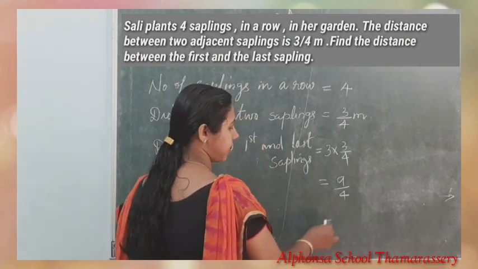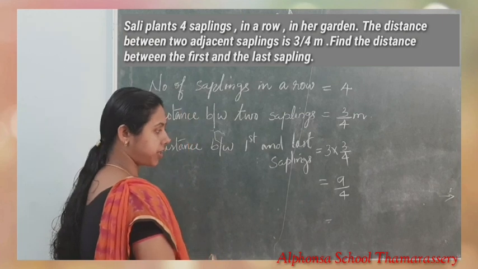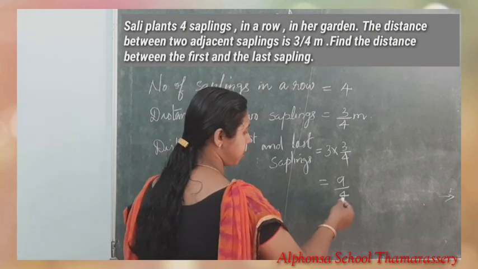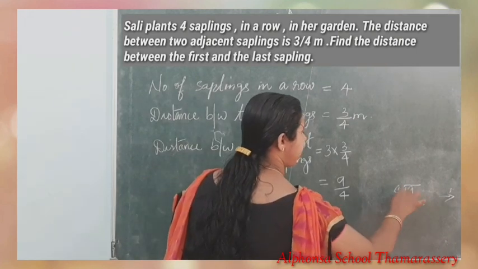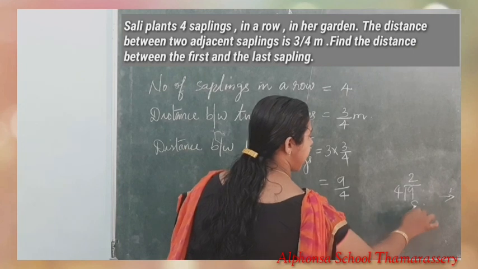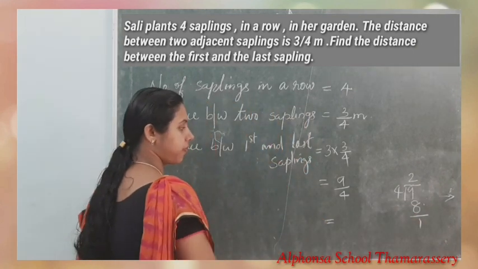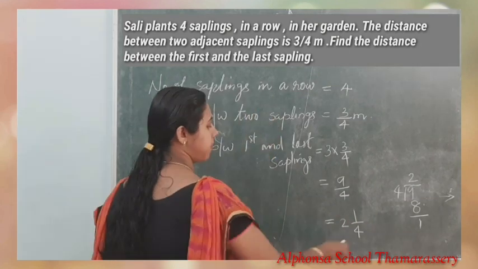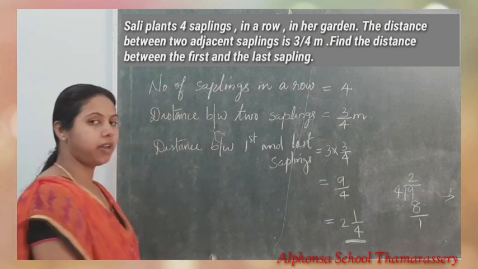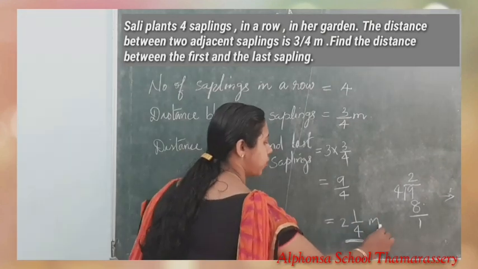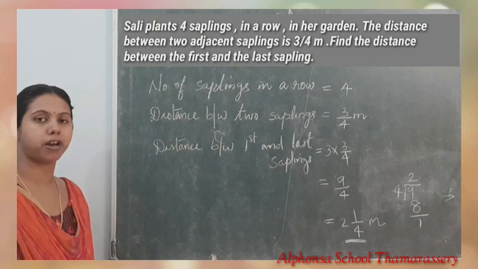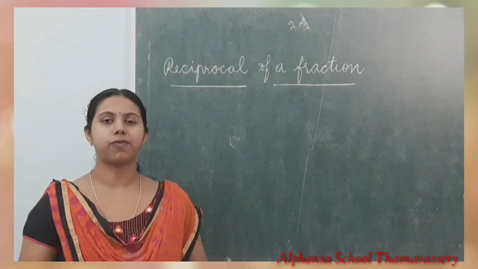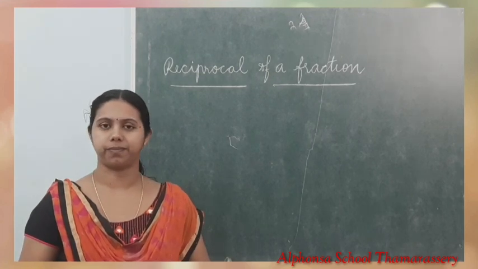The mixed form, now it is an improper fraction. You can write the answer in the mixed form, mixed fraction. So 9 by 4, 2 4s are 8, 1 is remainder. So 2 into 1 by 4. The mixed form is 2 into 1 by 4 meter. The distance between first and the last sapling is 2 into 1 by 4 meter, or you can say 9 by 4 meter. Next, we will discuss about the division of fraction.